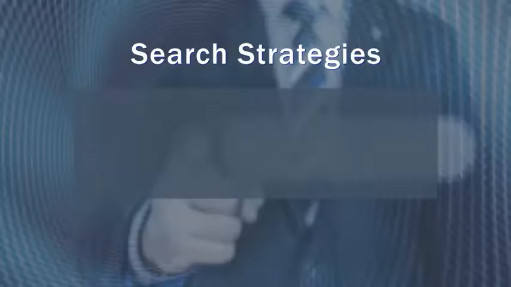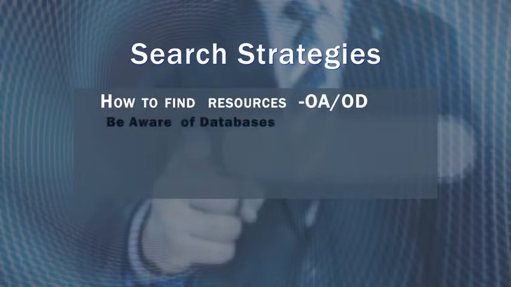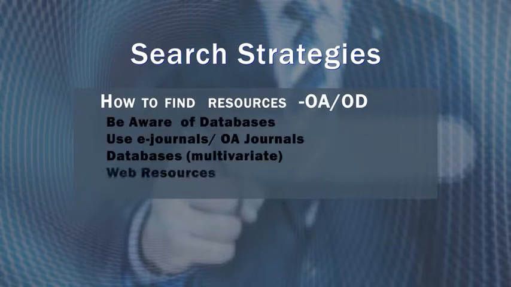Now, how do you find the resources? Open access or open data resources. You need to be aware of what kind of databases exist. How do I use e-journals? How do I use open access journals? What databases are available? Where are the web resources that I can find? And if you do not directly find the resources that you require for a given piece of research, you need to have an alternative strategy in mind.